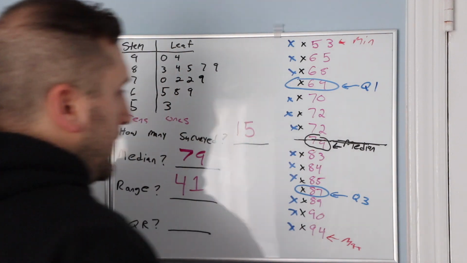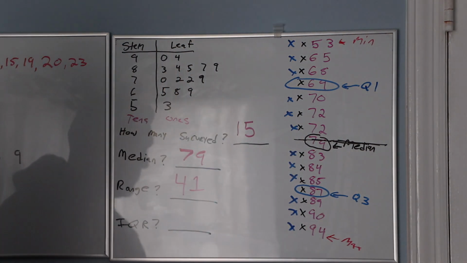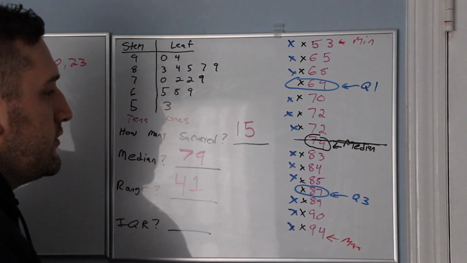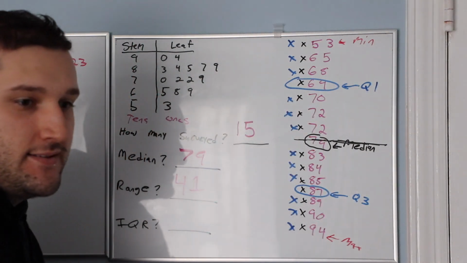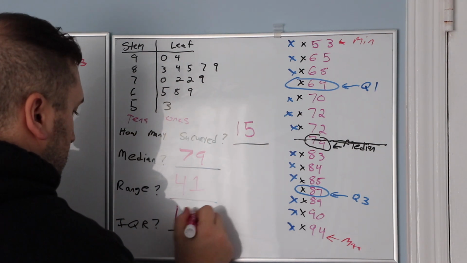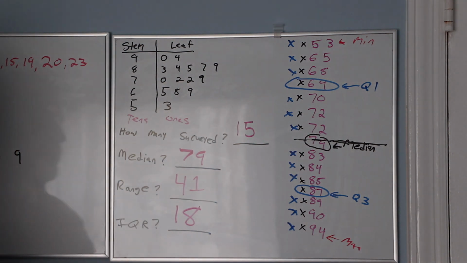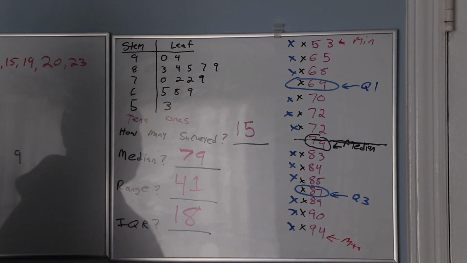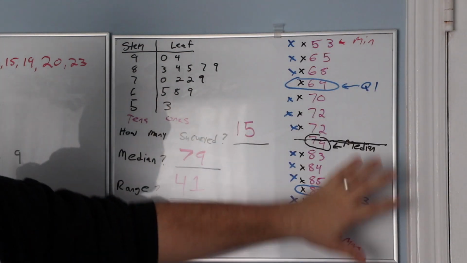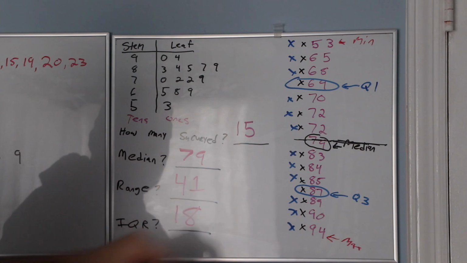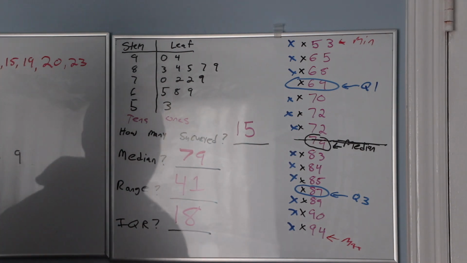All right, and we know IQR means we're going to take Q3 and subtract Q1. So I have 87 minus 69, which is 18. So my IQR would be 18. And that's how you pull information from a stem and leaf plot, right? I like to rewrite all of my data to make it easier on myself. Could you simply just use the stem and leaf plot to answer those? Absolutely. No doubt about it.